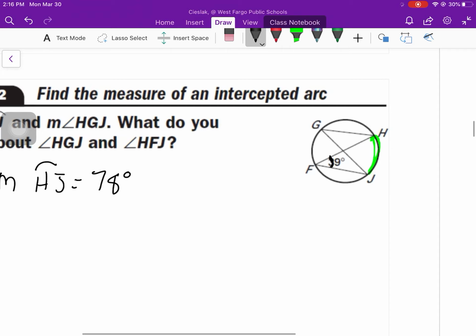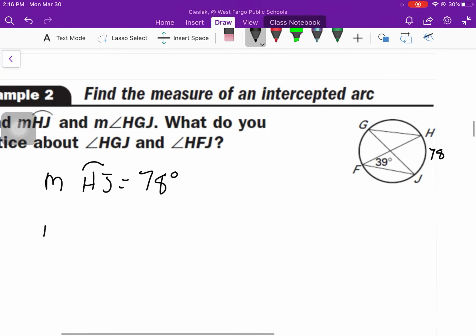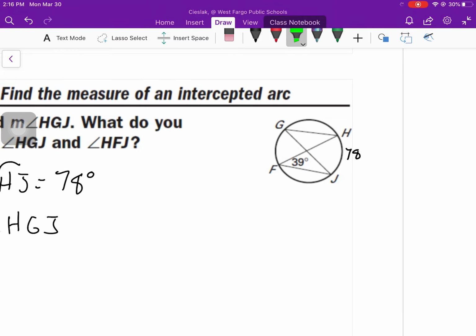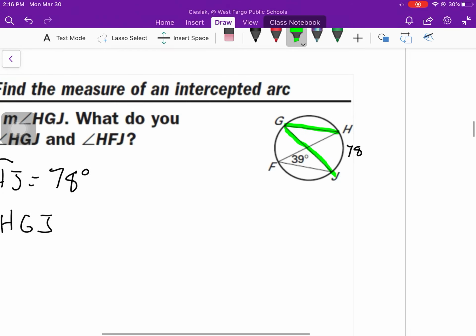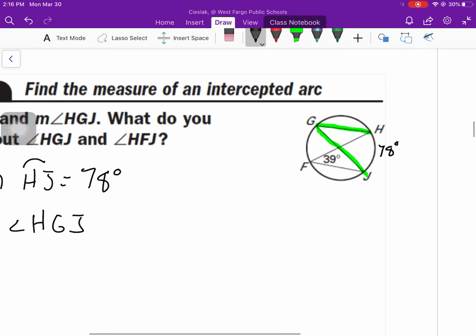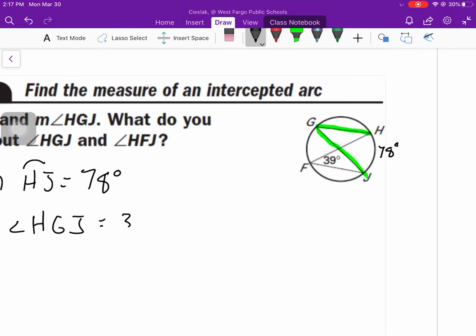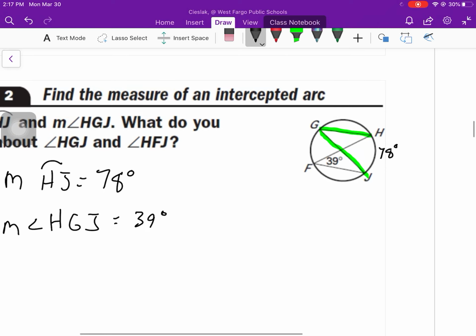Then it says the measure of angle HGJ. I'm going to erase that and fill in that 78 right there. So that is this angle right here that I'm looking at, HGJ. That is an inscribed angle, with this 78 degrees being its intercepted arc. So this one is also going to be 39 degrees. What do we notice about HGJ and HFJ, HFJ being this one? Well, they're congruent.